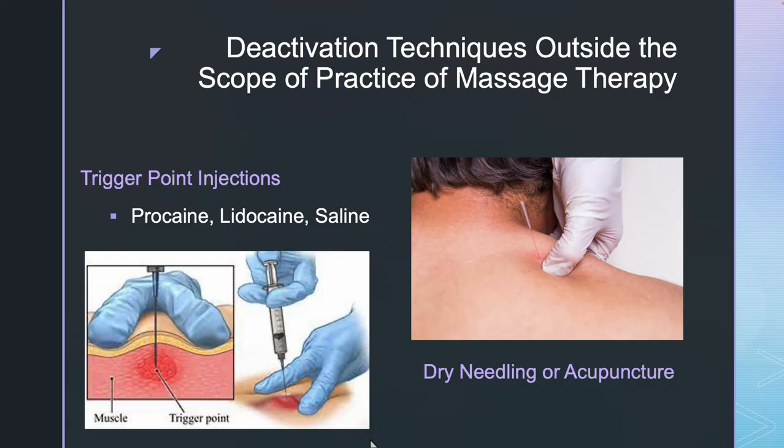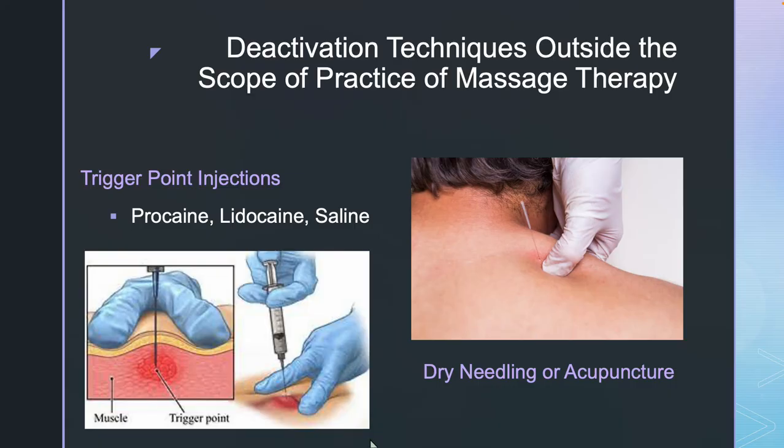Trigger point injections could be several different things. A lot of times they're putting some kind of pain reliever in there, lidocaine, procaine, or just saline. I've also heard of sugar injections. It's been a long time, but I swear the next day worked great. I felt so much better. My IT band was so inflamed I couldn't walk.